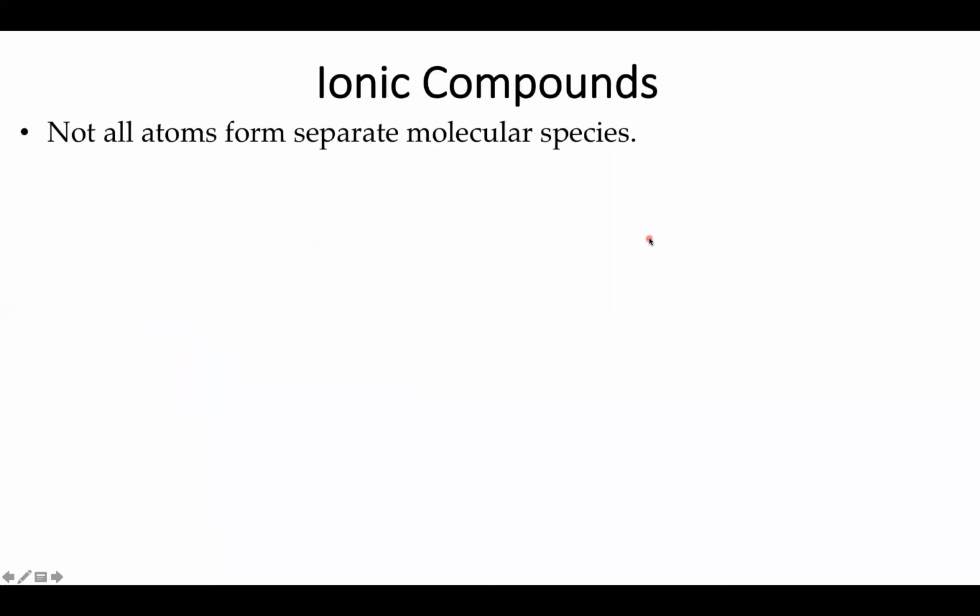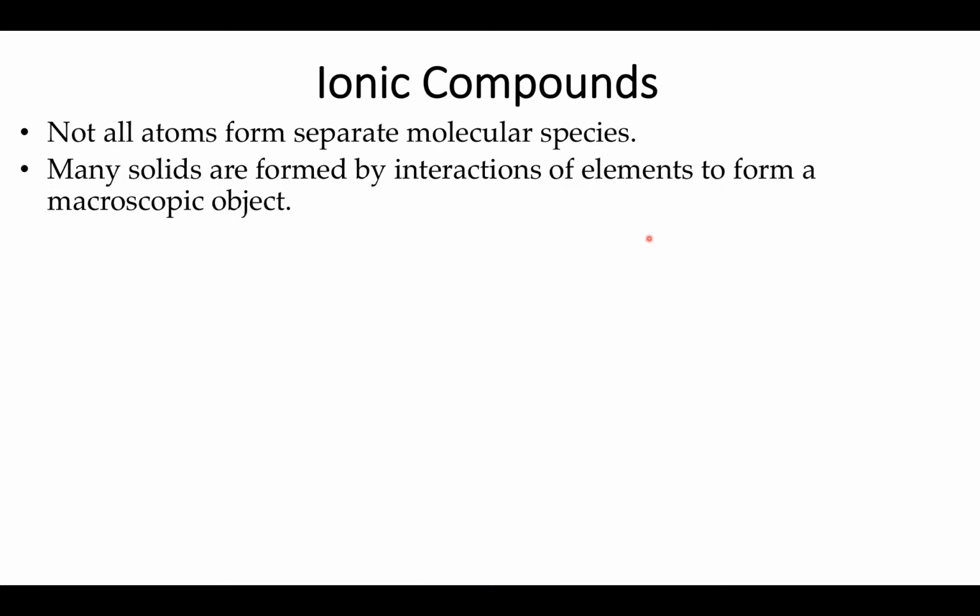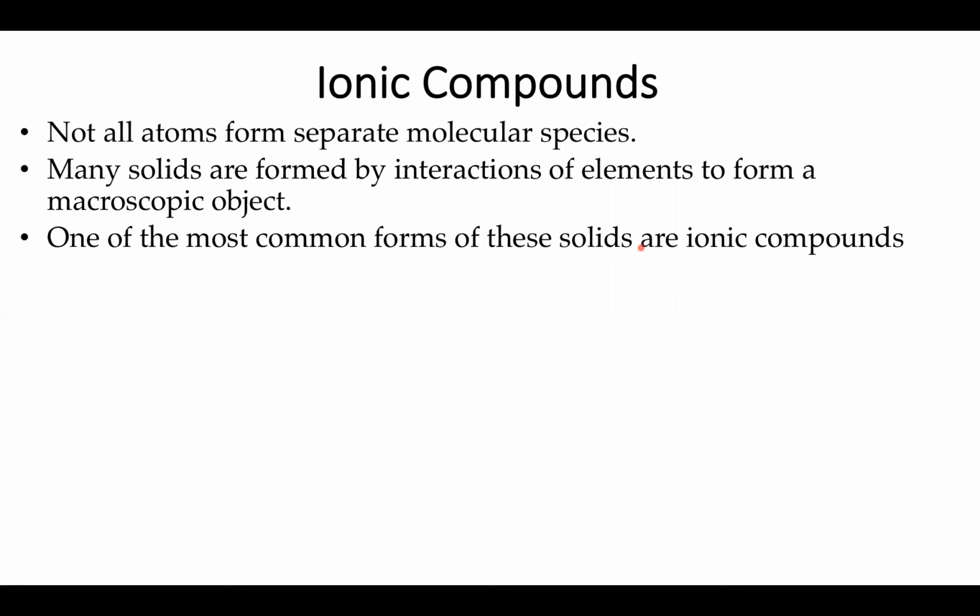So one of the first things to keep in mind, we've already seen this a little bit, not all elements form separate molecular species. A lot of times what we end up forming is solids. So these are going to often form by interactions of various elements to generate a whole macroscopic object without any of the individual separable molecules. One of the most common ways you can do this is by making a solid through ionic or charged interactions.